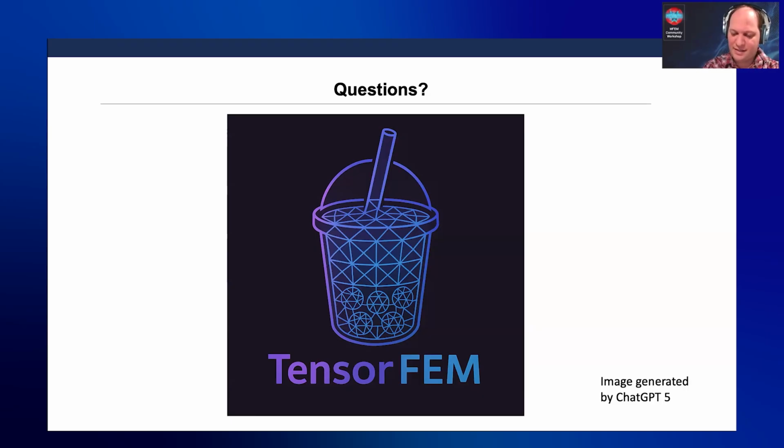So yeah, the idea is, once we're happy with our solvers, really demonstrate how to do that on GPUs.